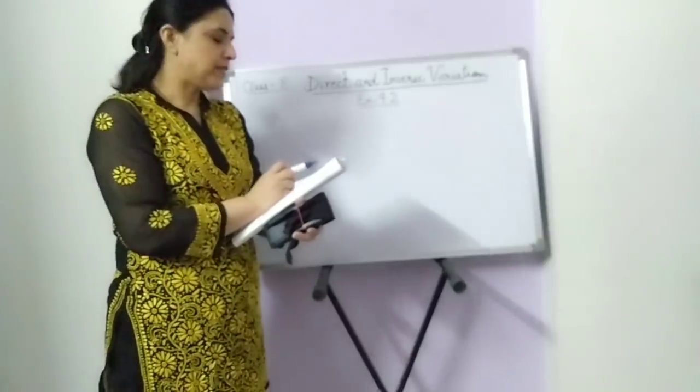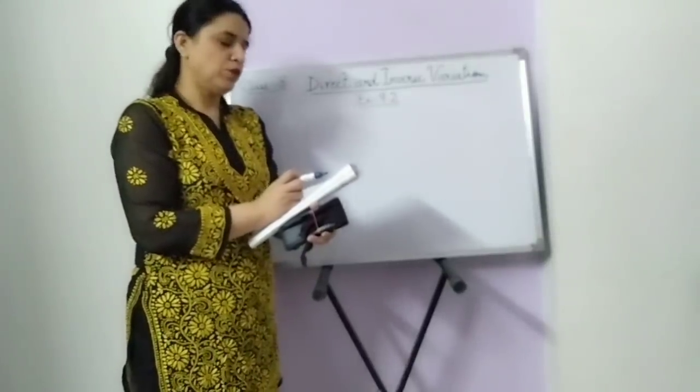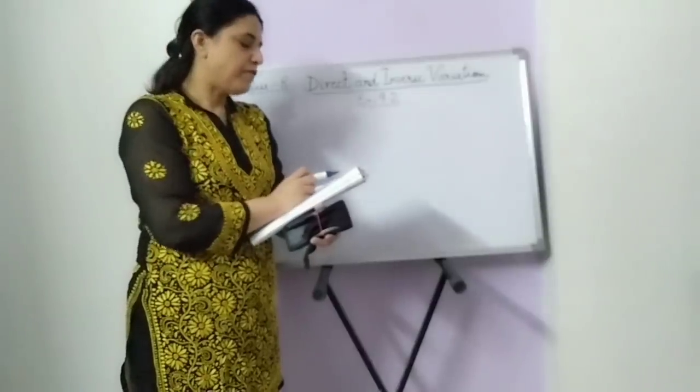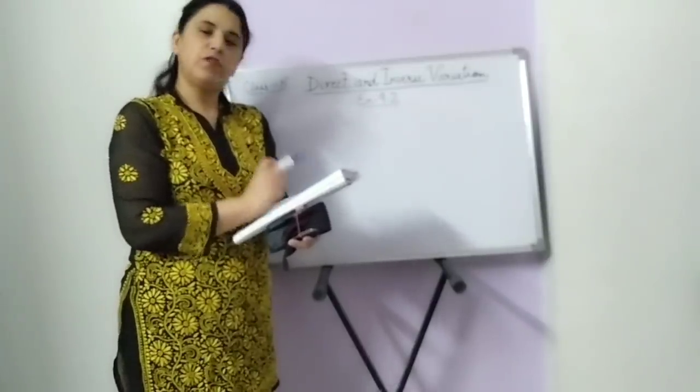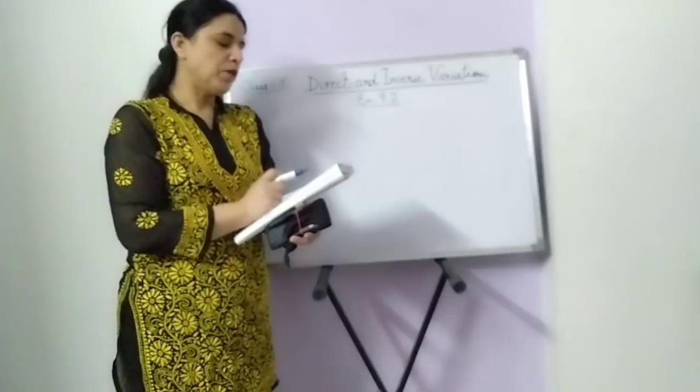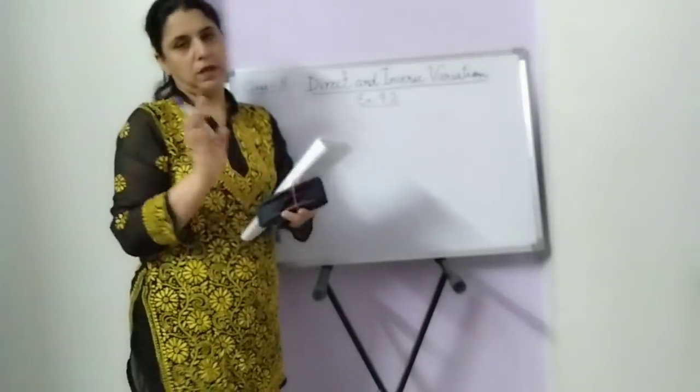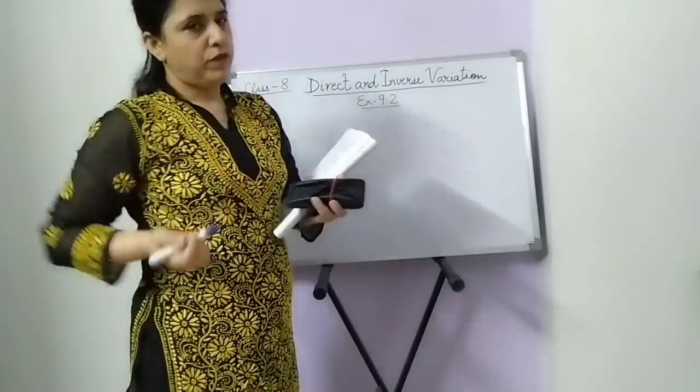Okay, let's see. Question number 7, I am reading out the question for you. A fort has ration for 180 soldiers for 40 days. After 10 days, 30 soldiers leave the fort. Find the total number of days for which the food will last.